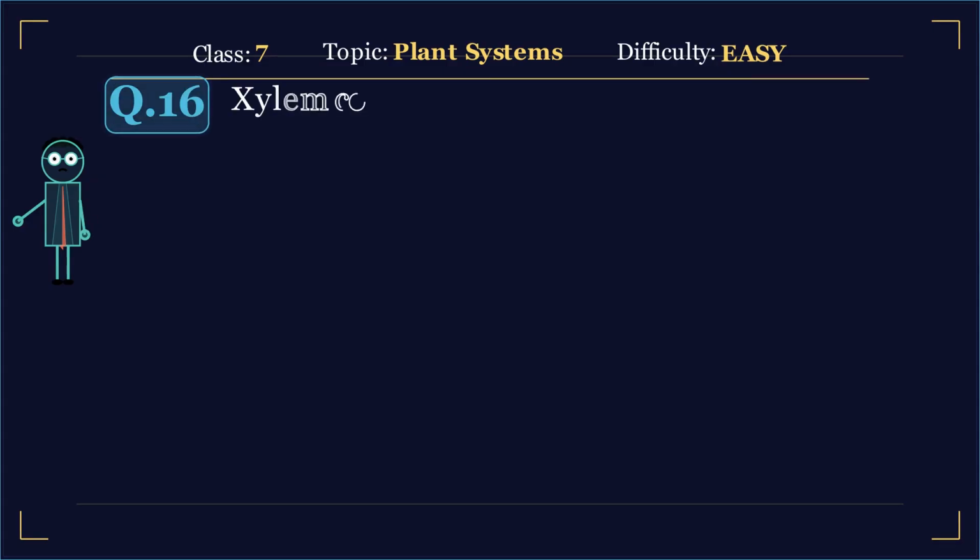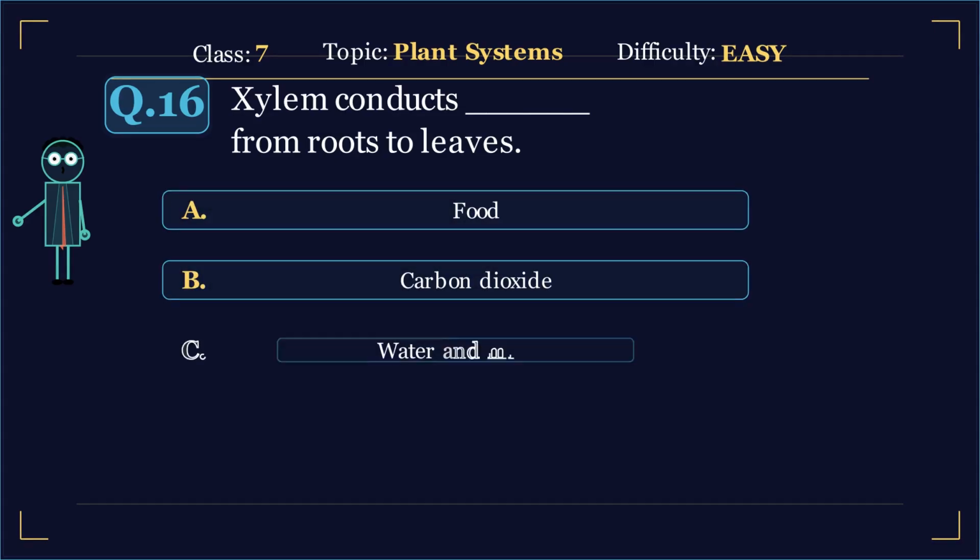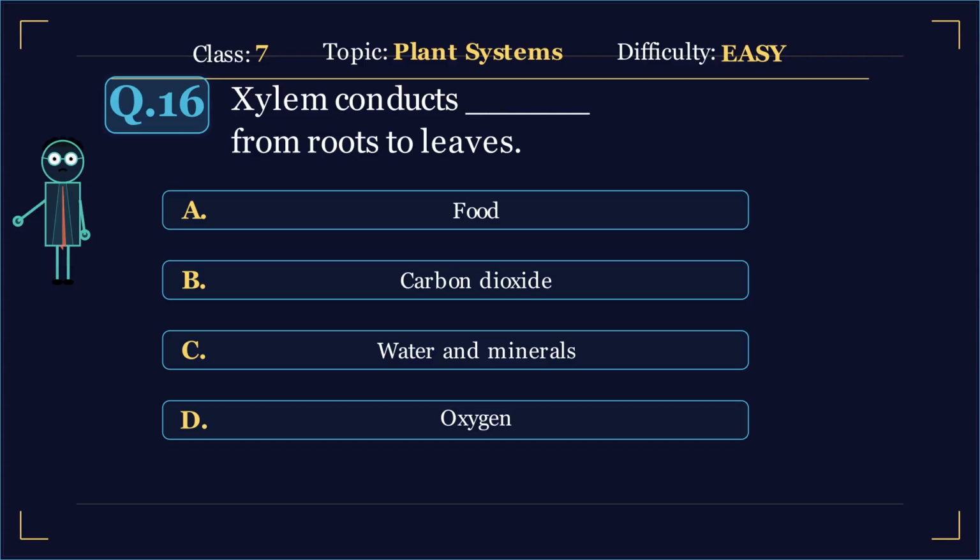Question 16. Xylem conducts blank from roots to leaves. Option A, food. Option B, carbon dioxide. Option C, water and minerals. Option D, oxygen.